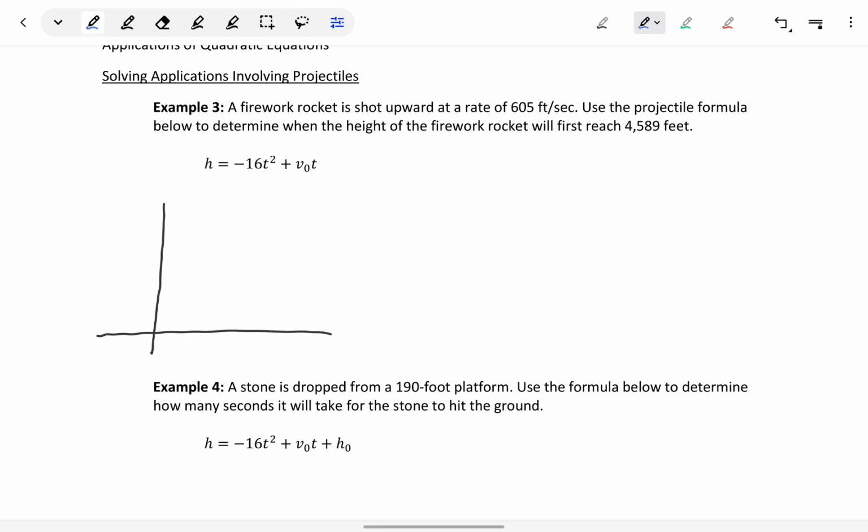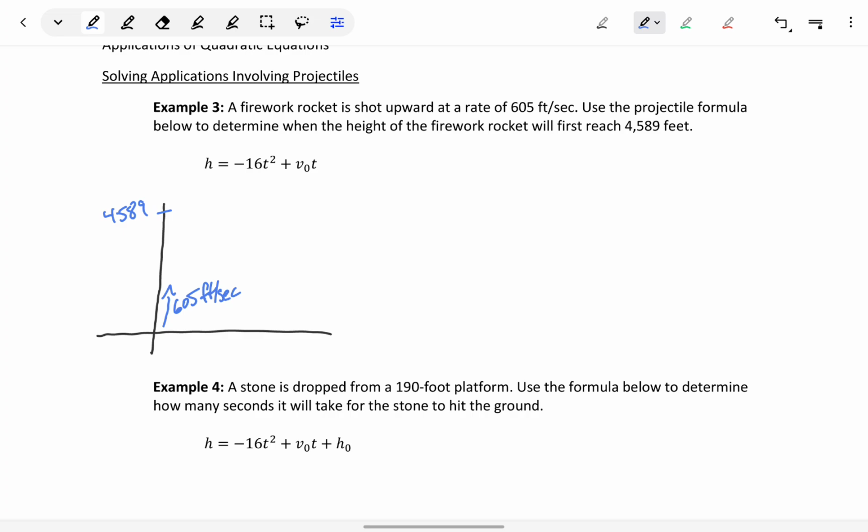So what we have is a firework that's being shot straight up in the air with an initial velocity of 605 feet per second. And the question is, when will it reach a height of 4,589 feet?